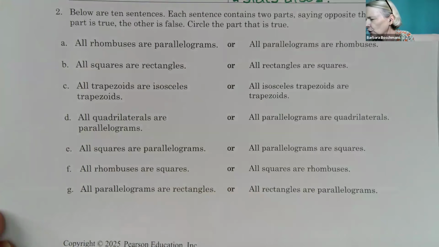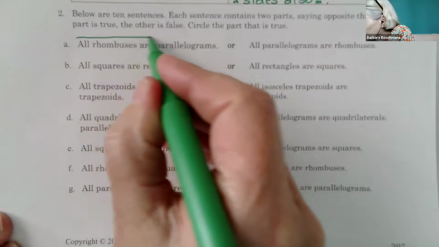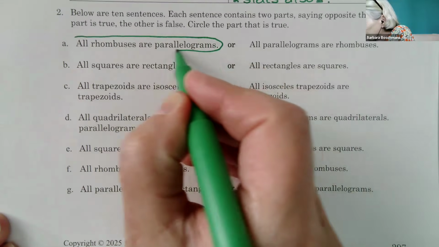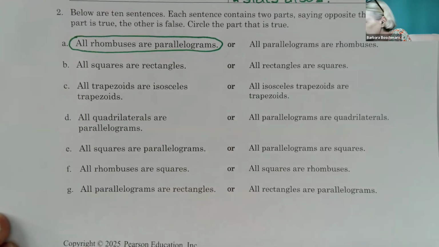For number 2, you have two statements. You need to circle the one that is true. Let's go ahead. All rhombuses are parallelograms, or all parallelograms are rhombuses. A rhombus is a parallelogram with four congruent sides. That means all rhombuses are parallelograms because it's in the definition. It's a special parallelogram with four congruent sides.